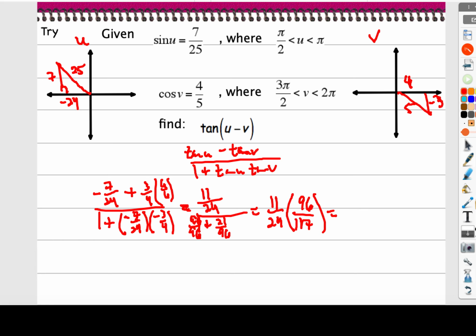The nice part is 24 goes into 96. That's where we got that 96 from. So that actually just becomes a 4. And I believe this is 44 over 117, of which I don't believe those have any common terms. And that'll be our answer.